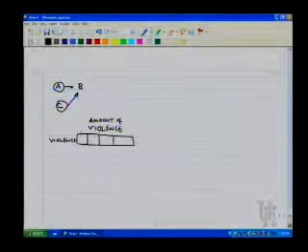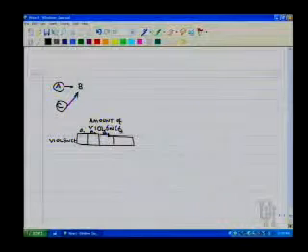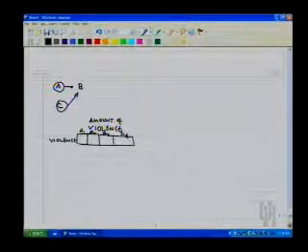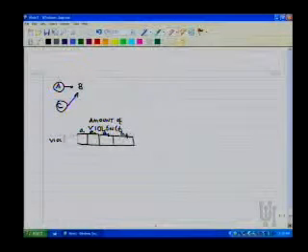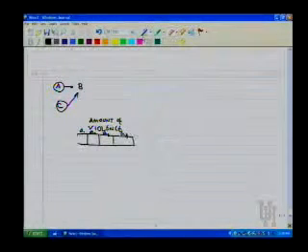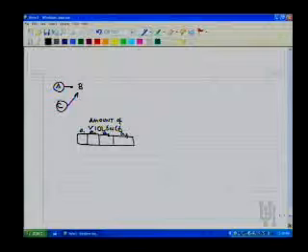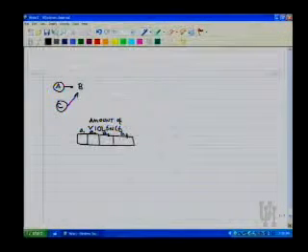So we had A1, A2, A3, and A4. Everybody willing to go along with me so far? I don't hear anybody saying no, so I'm going to go on.